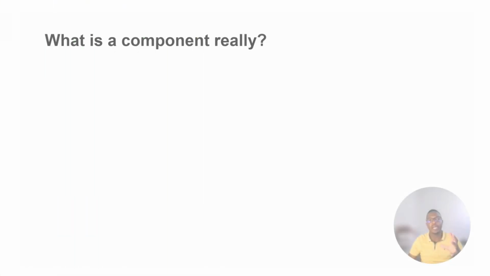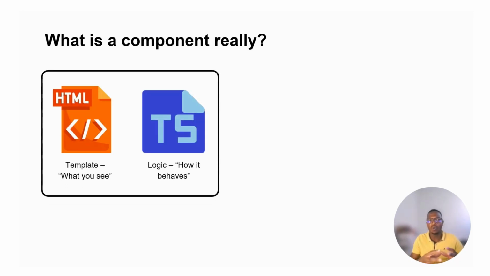Okay, now that we understand where Angular starts, let's talk about what a component is. At its core, a component is simply a piece of user interface. It has its own template, which defines what you see on the screen, and its own logic, which controls how the UI behaves. You can think of a component as a small self-contained part of the screen that manages its own state and responsibility. For example, a button can be a component, a form can be a component, a list, a panel, a sidebar. All these can be components.